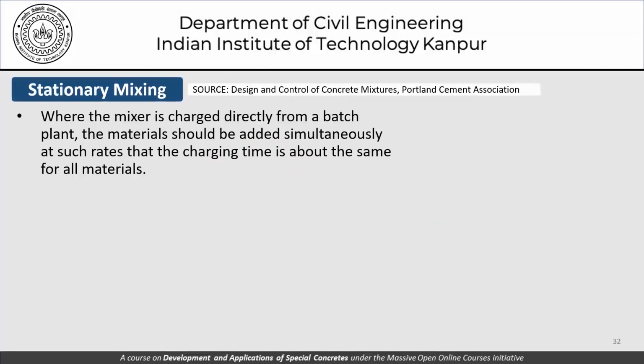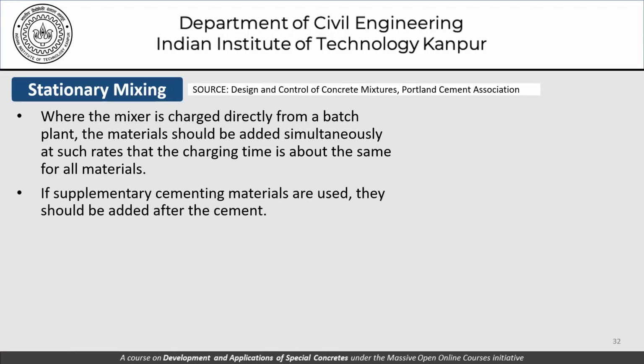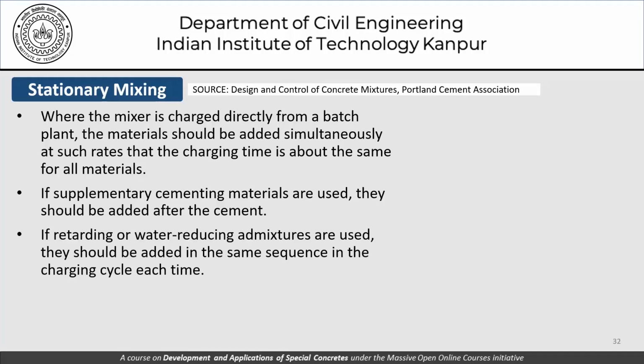Where the mixer is charged directly from a batching plant, the material should be added simultaneously at such rates that the charging time is about the same for all the materials. And if supplementary cementing materials are used, they should be added after the cement. If retarding or water reducing admixtures are used, they should be added in the same sequence in the charging cycle each time. So it should not happen that water reducing agents or the retarding agents are charged into the concrete first in some batches and later on in some other batches.